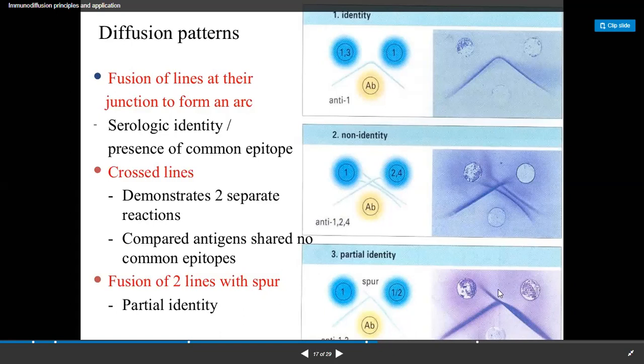This is the result with the brilliant blue dye, which we can use for the precipitation reaction. This is the precipitin line. Okay, this is the precipitin line. And these are the holes in which we have inserted our antibodies and antigens. So our lecture is over here.